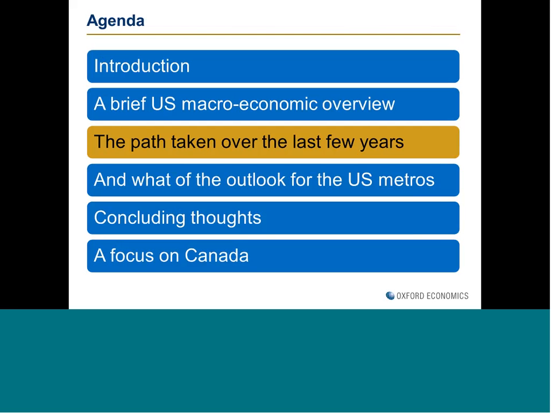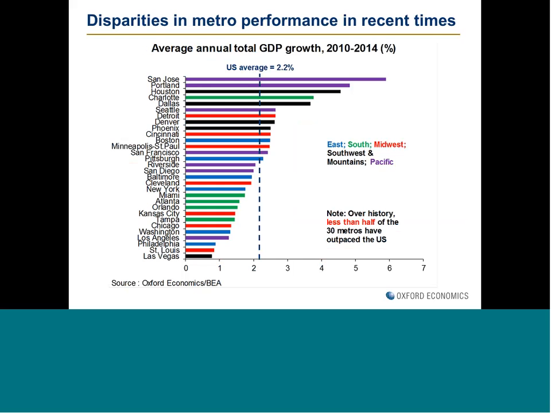So let's briefly move on to examine how metros have performed relative to one another over the last few years. In terms of performance against the US as a whole, over half of the 30 metros have actually been outpaced by the national average growth of 2.2% over the course of the last few years. What this suggests is that city economies have found it hard to gather momentum since the downturn. It's obvious from the chart here that there are real disparities in metro performance over time, and that some metros have bounced back quicker than others.